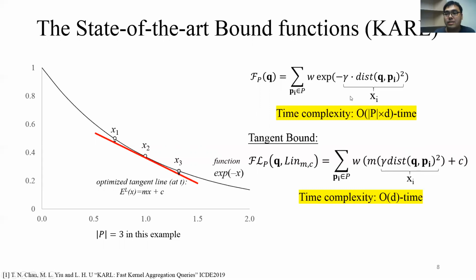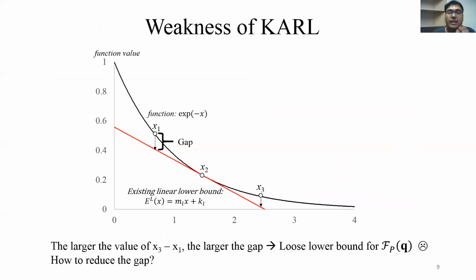And you can see that once we replace these exponential functions by this linear line mx plus c, then this FLPQ ln MC should be, or sorry, must be the lower bound function of this FPQ. But you know that the complexity of this FPQ is O(|P| times d) time, and after you read this paper, you can know that this O(d) time is much faster compared with this time complexity. Then you may ask, this seems to be a good solution, but in fact it's not.